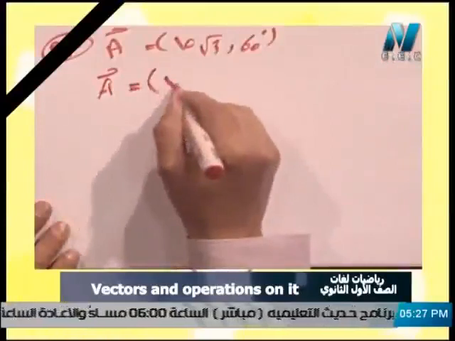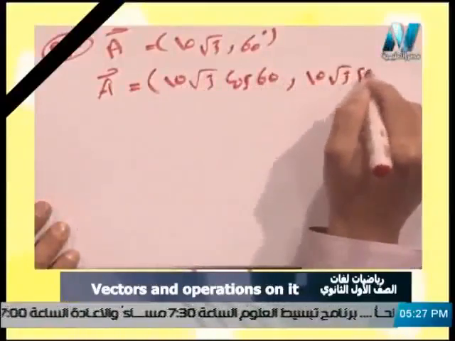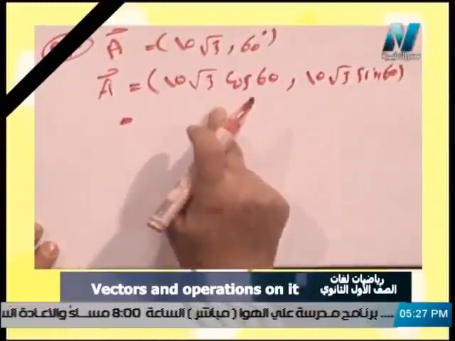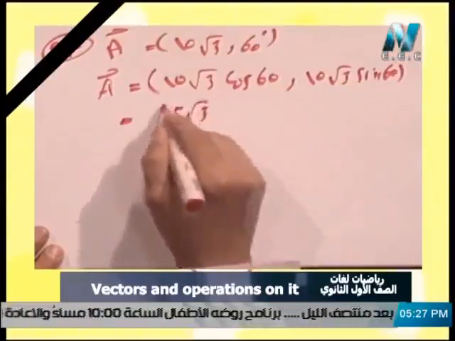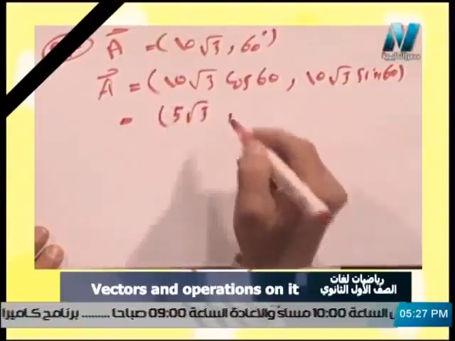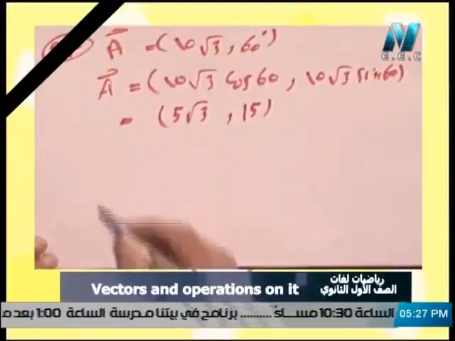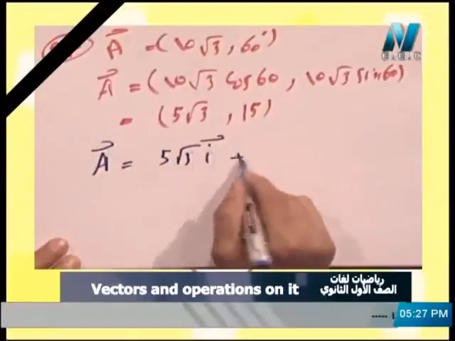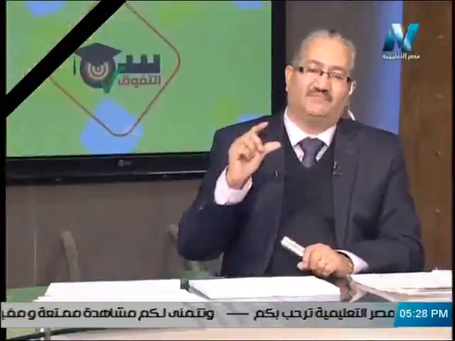Okay, A here equals (10 root 3 cosine 60, 10 root 3 sine 60). Okay, what is the answer here? If you use your calculator, you will find that x here equals 5 root 3 and y here will be 15. So it is the Cartesian form, and if you want to express it using fundamental unit vectors, it will be 5 root 3 i plus 15 j. Okay, my dear students, let's take some break and we will return again.